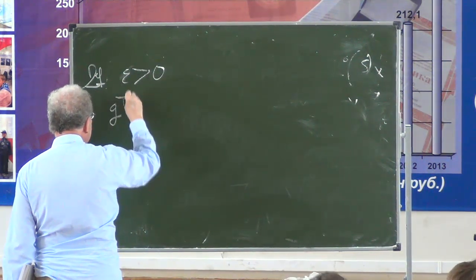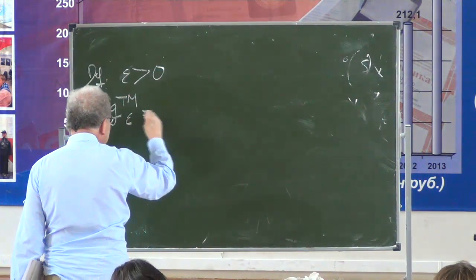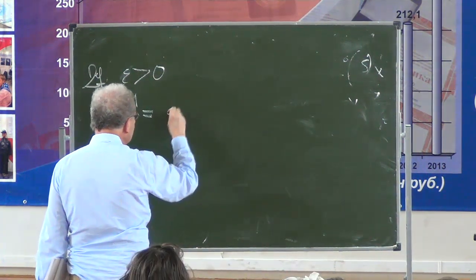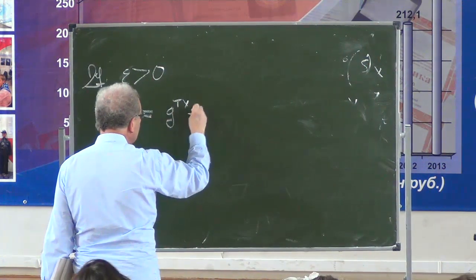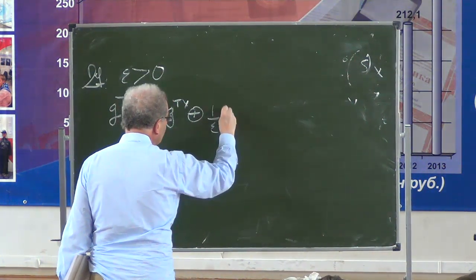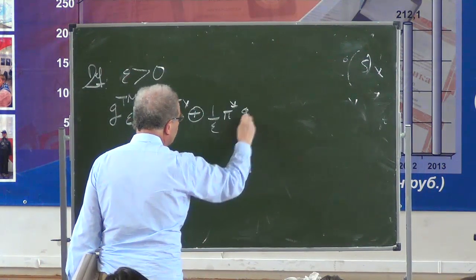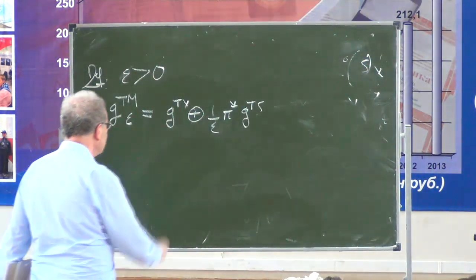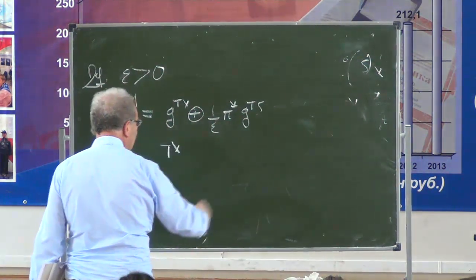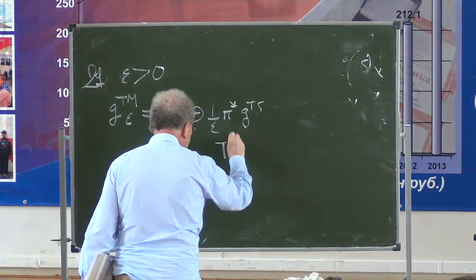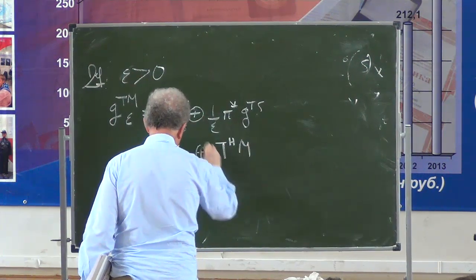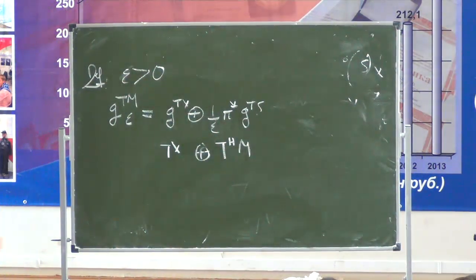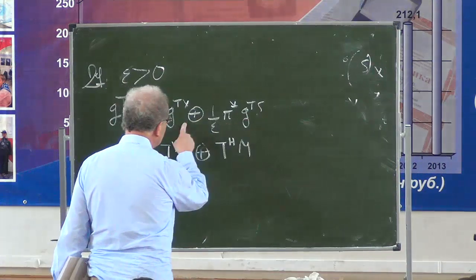This is a metric GTM epsilon. I changed slightly the definition I gave before. This will be GTX plus 1 over epsilon, the pullback of GTS. Okay, so this is a metric on TX, and this is a metric on THM. Okay, so I take a metric which is exactly of this form. So in other words, it splits orthogonally into these two pieces.